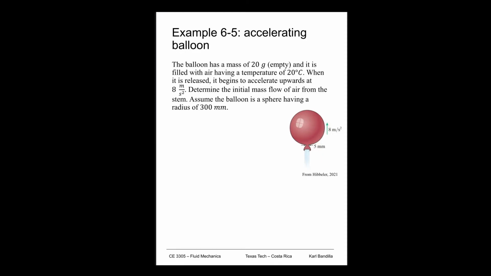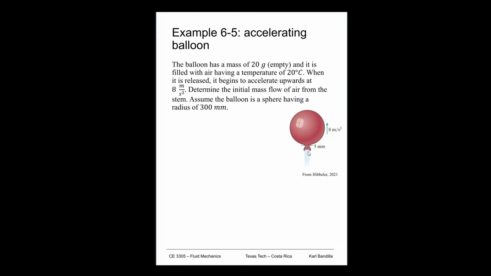This is example 6-5, an accelerating balloon. So we have this nice little red balloon here, and we're given that it has a mass of 20 grams, and it's filled with air at a temperature of 20 degrees C, and when it's released, it accelerates at 8 meters per second squared. And now we're supposed to find out what the initial mass flow of air is out of the balloon.